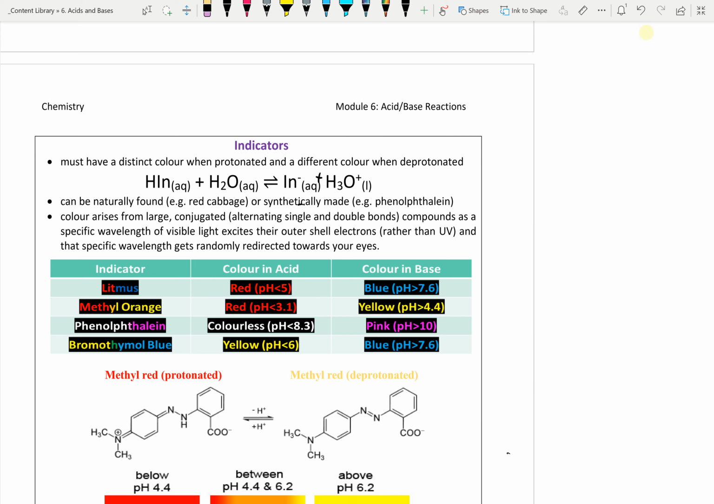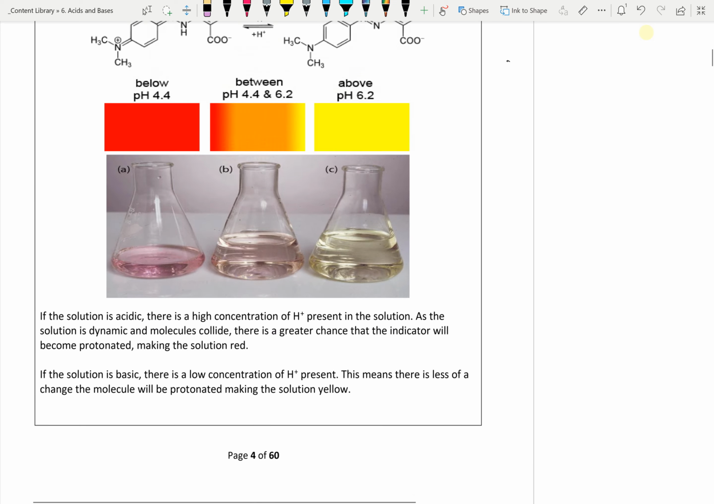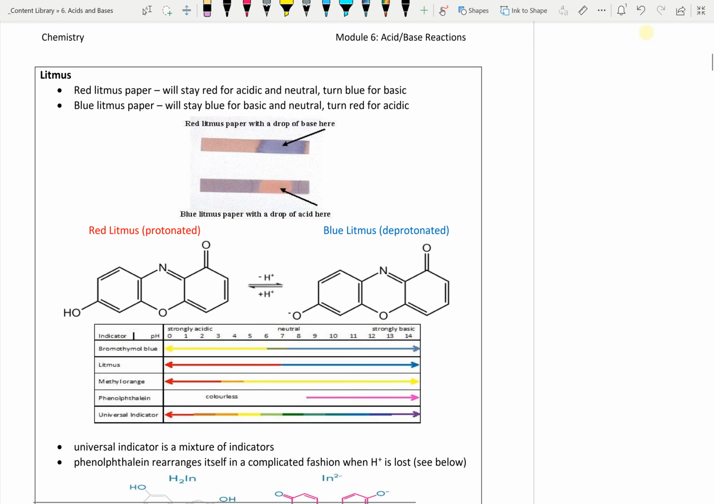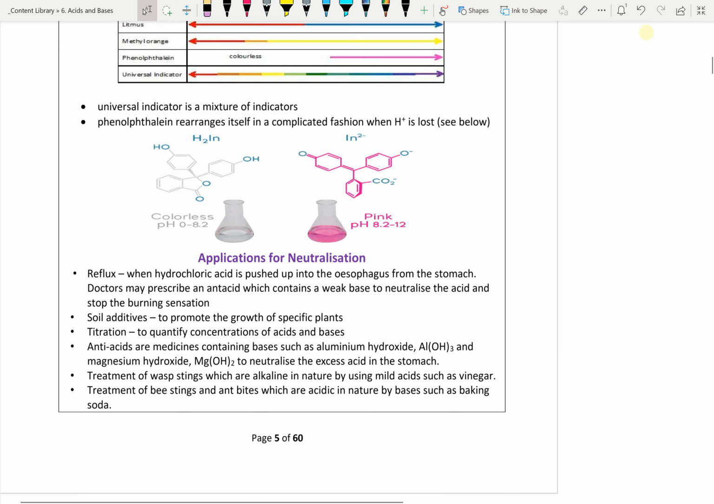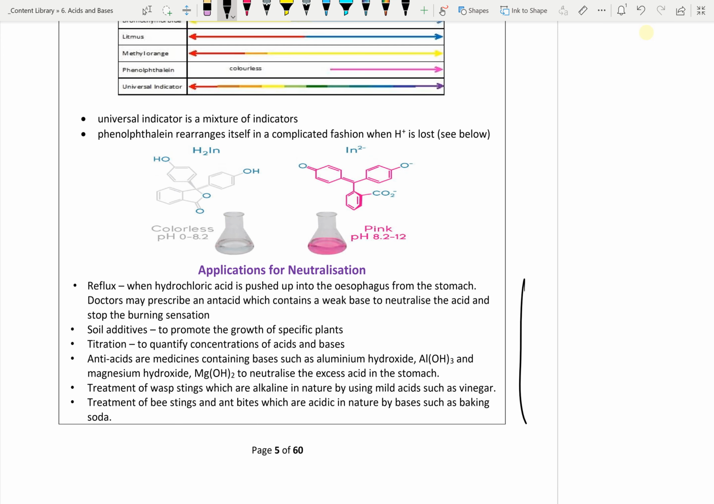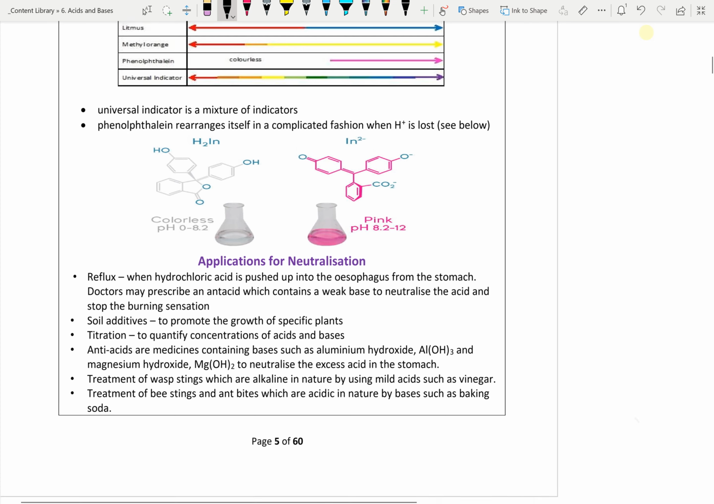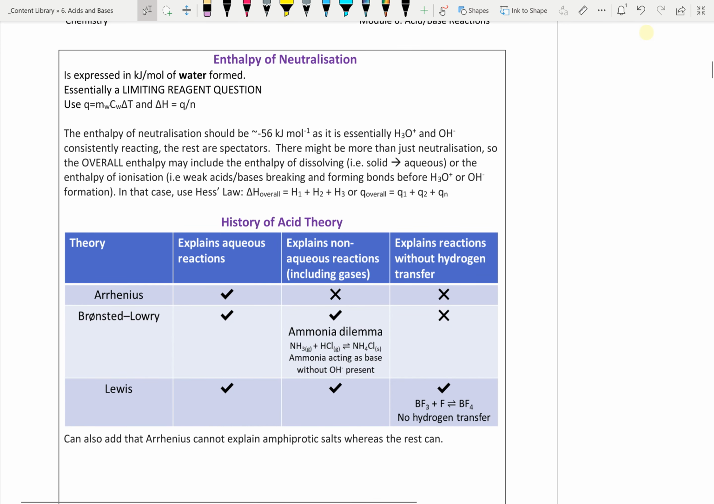Right, that's all I'm going to say on indicators, but there's some other examples here that kind of show the same thing for all the different indicators. Here's a bit on like the dot point about where do we do neutralization in the world, in everyday life, and in the industry. Okay? That's more of a read process. You can pause and read. And now we're talking about enthalpy of neutralization.